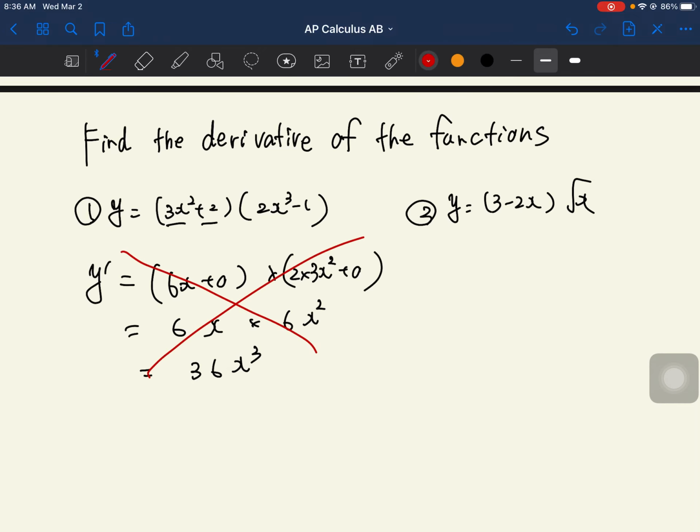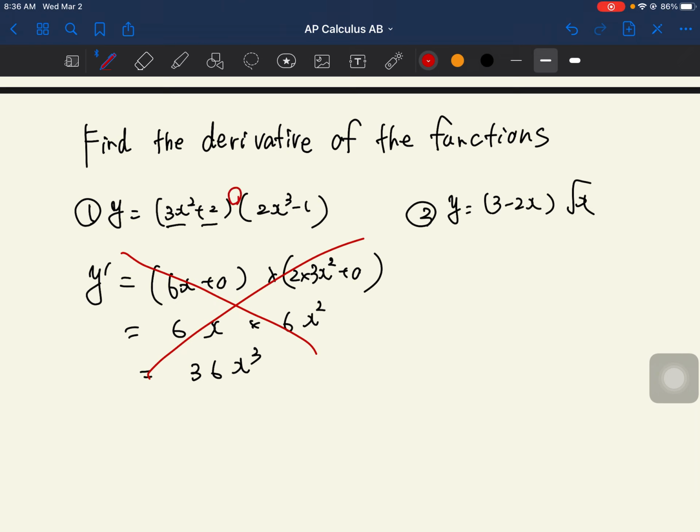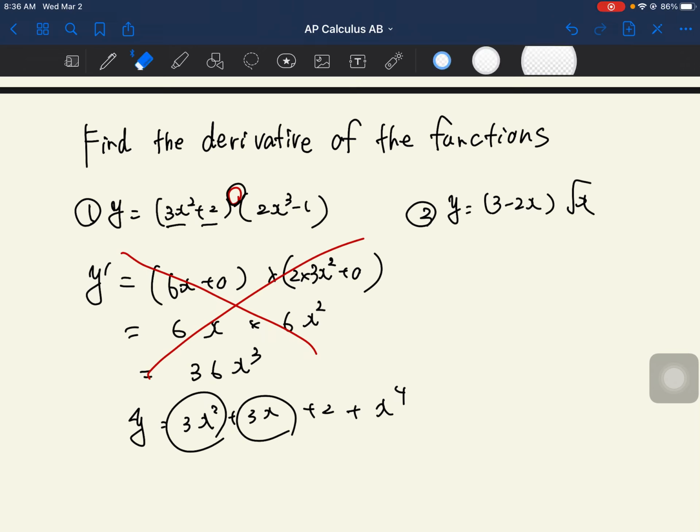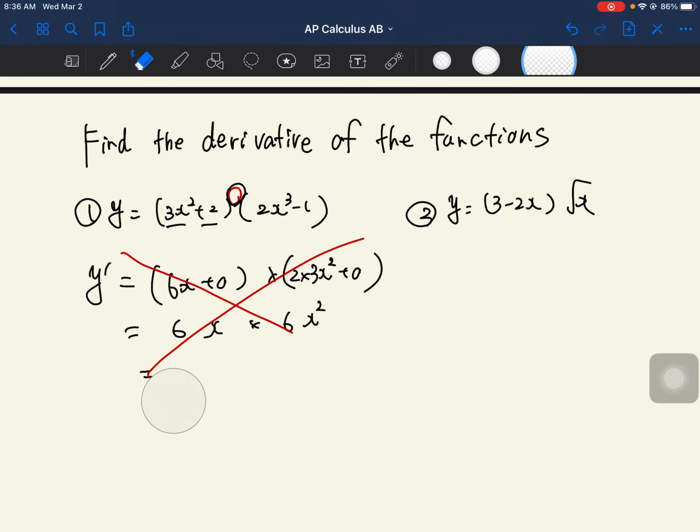Actually, this is the wrong answer. You can't do it like that. If there's multiplication between them, you can't just simply find the derivative. If each term is separated, for example, y equals 3x squared plus 3x plus 2 plus x to the power 4 or something, you can just find the derivative of each term. But if there are any divisions or multiplications, you can't just simply do that.